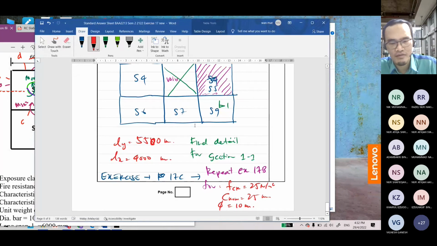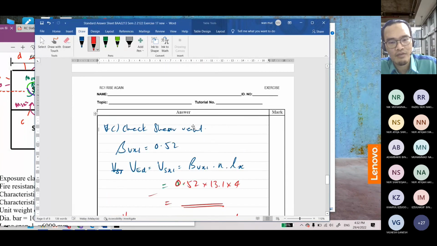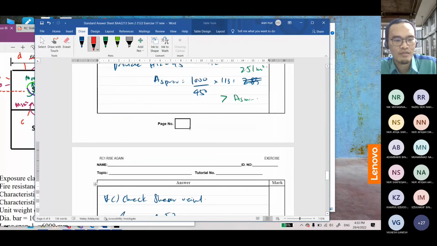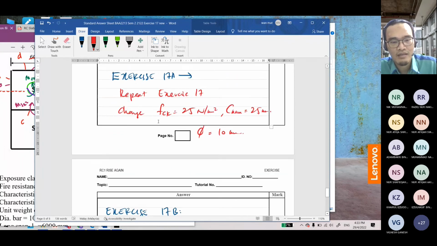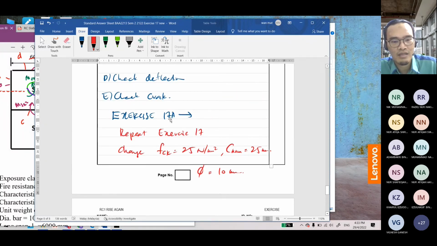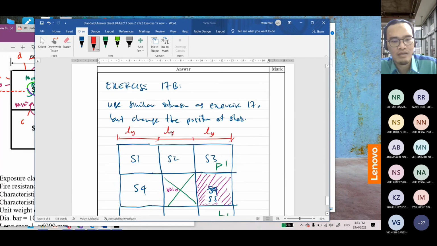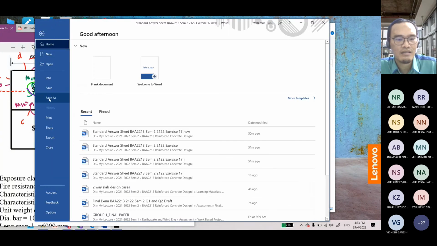Okay, a total of 4 exercises. Okay, we already did half for today. But you have to complete the checking for shear reinforcement, check the deflection, and check the crack. And then this is for your Hari Raya number 1, Hari Raya number 2, and Hari Raya number 3. Okay. It's okay. I will share this one in the drive later.